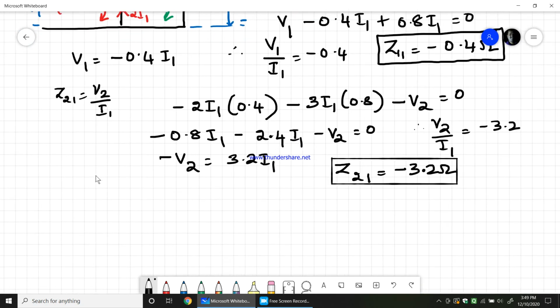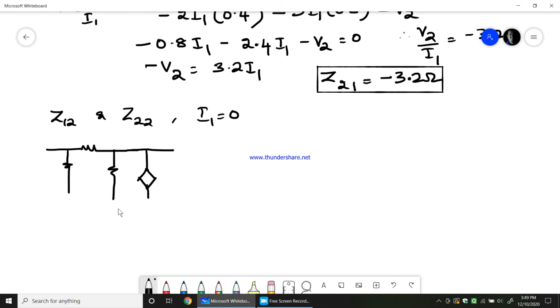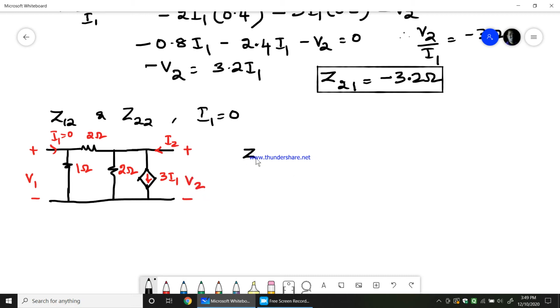So we got Z11 and Z21. Now the next job is to find out Z12 and Z22 when the current I1 equals 0. Therefore, I'll just write the circuit once again. So this is plus minus V1. Now current I1 equals 0. So this is 1 ohm, 2 ohm, 2 ohm. This is the current source 3 times I1, and this is I2 and plus minus V2. Now what we need to find out here is Z12, which is nothing but V1 by I2, and Z22, which is nothing but V2 by I2, and both are obtained when I1 equals 0.